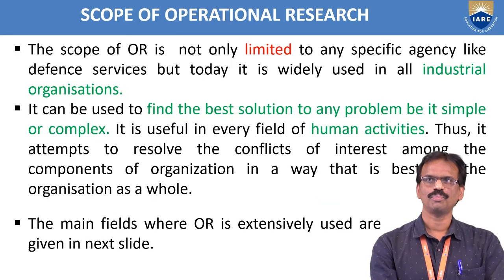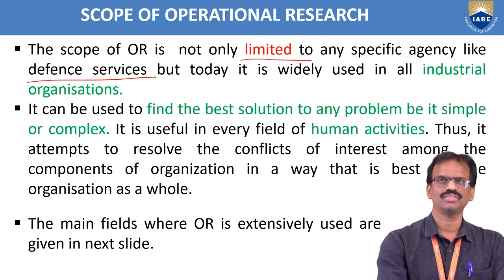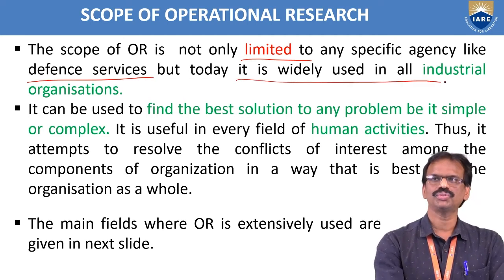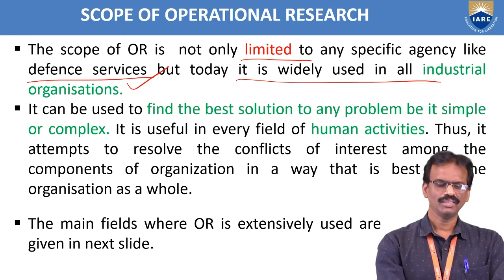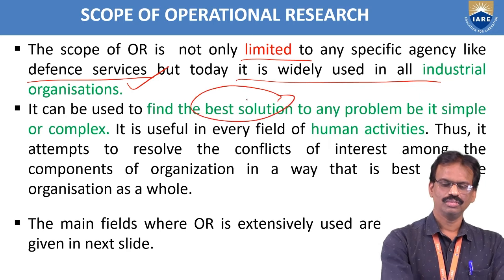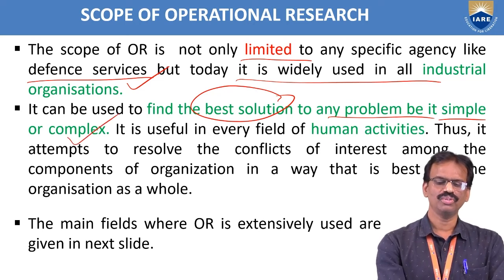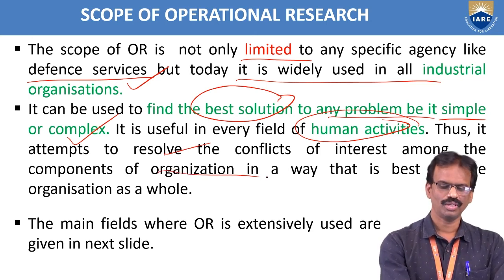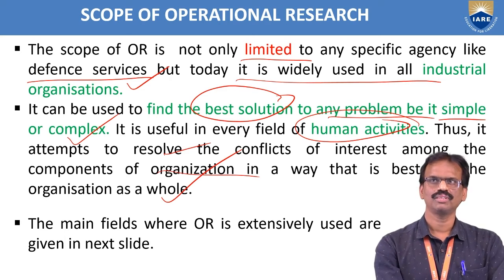So next, the scope of operational research. The main scope of operational research is not only limited to any specific agencies, like defense service. Today it is widely used in all industrial organizations, manufacturing sectors, etc. It can be used to find the best solution to any problem, be it simple or complex. So it is useful in every field of human activities. Thus it attempts to resolve the conflicts of interest among the components of an organization in a way that is best for the organization as a whole. So that is the main scope of operation research.